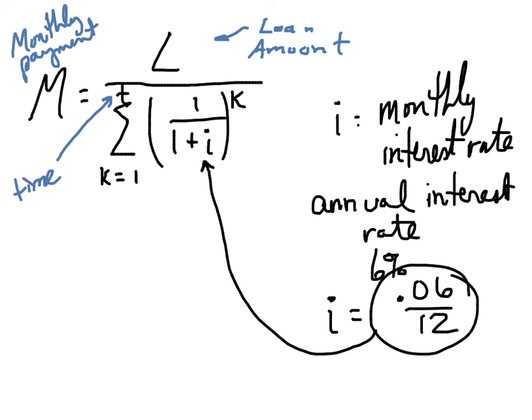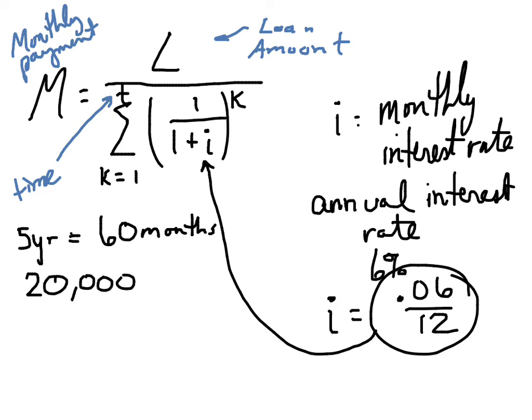Then from here, I'll just read you a problem and then everything will fall into its place. It says: calculate the monthly payment on a 5-year loan. When they say 5 years, that equals 60 months, because there are 12 months in a year, and 5 times 12 is 60. For a $20,000 loan with an annual interest rate of 6%. So that's what they're going to give you.